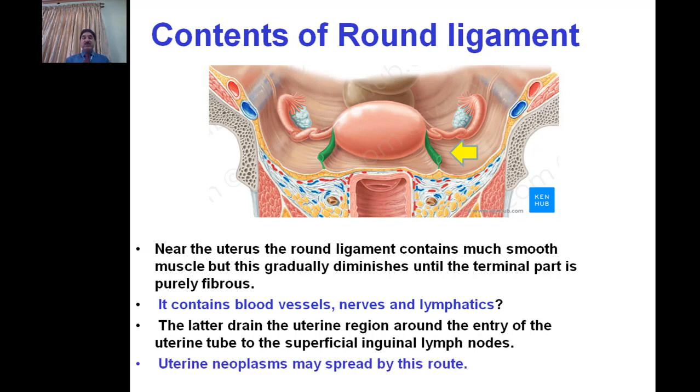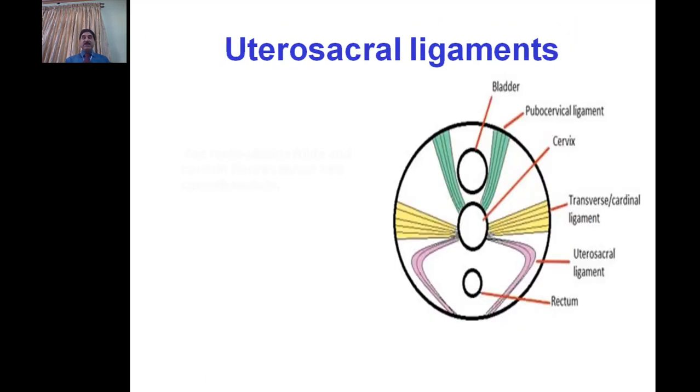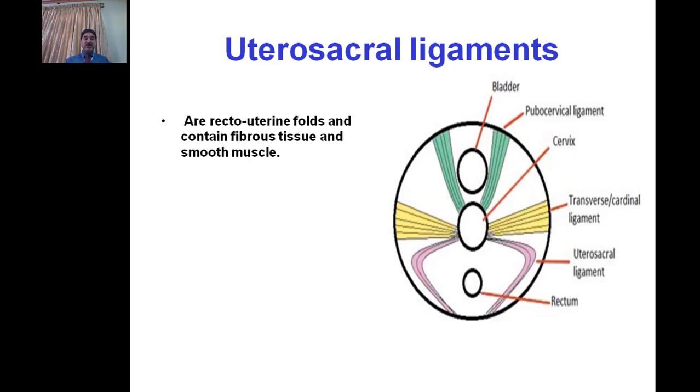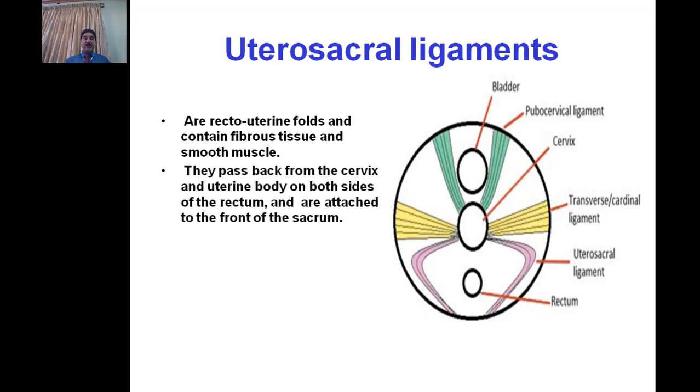What are uterosacral ligaments? As the name implies, they extend from uterus to the sacrum. Again, all ligaments are paired. The uterosacral ligaments are rectouterine folds and contain fibrous tissue and smooth muscle, thus qualifying as a true ligament. They pass back from the cervix and uterine body on both sides of the rectum and are attached to the front of the sacrum. The ligaments can be palpated laterally on rectal examination.